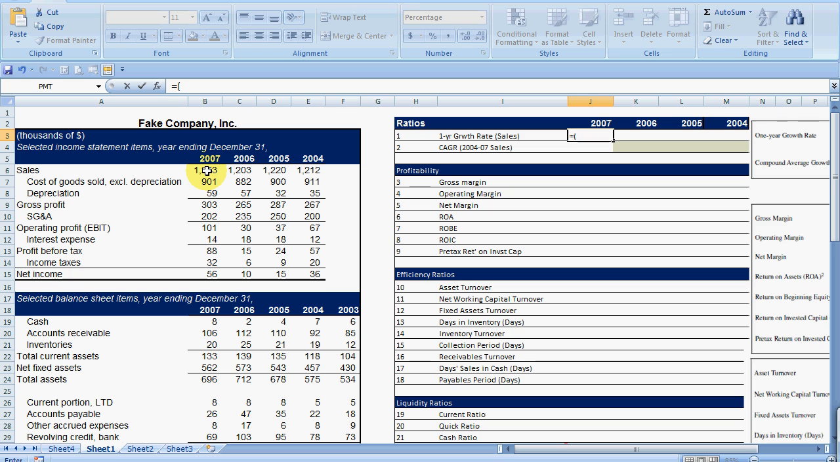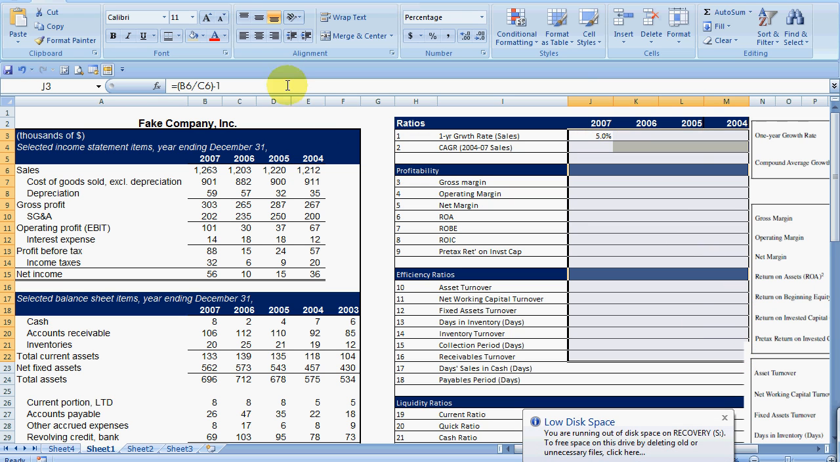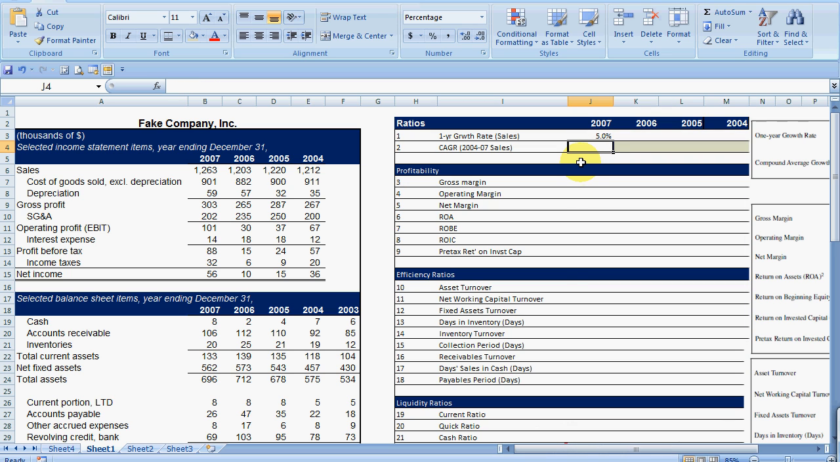So 1-year growth rate in sales, we're just going to take 2007 divided by 2006. And then we're going to minus 1, right? It gives us 5%. Now note, I have already in most of these cells put this into a percentage format. And I've also already added in the decimal place to the right.